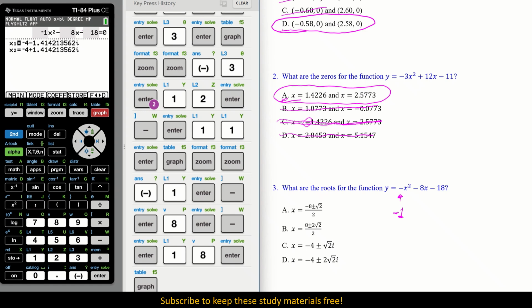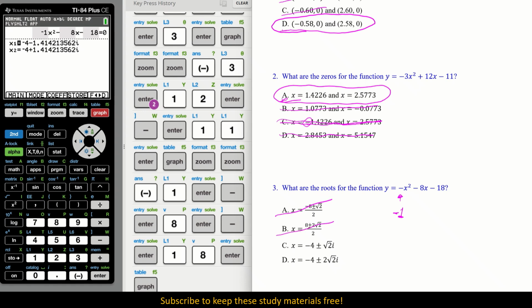Look at A and B. A and B are not complex options, so get rid of those. Now we have C and D. Well, they both have -4 in that A position in our form. So that's okay. But now we don't know. Both of our answers are positive and negative, so we have positive and negative in each of those. That's okay, but we don't know which is which.